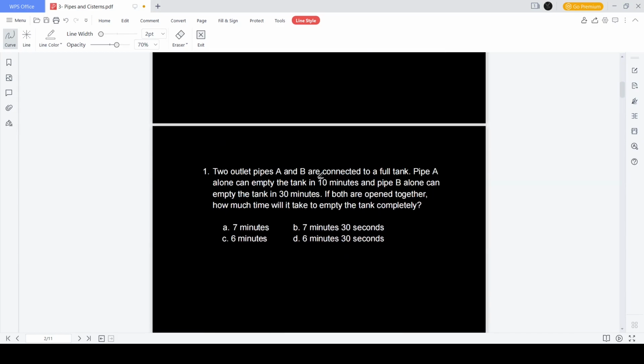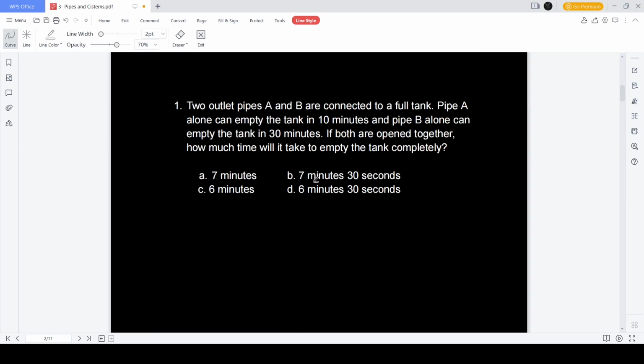So we'll start directly with the question. They say two outlet pipes A and B are connected to a full tank. Pipe A alone can empty the tank in 10 minutes and pipe B alone can empty the tank in 30 minutes. If both are open together, how much time will it take to empty the tank completely?